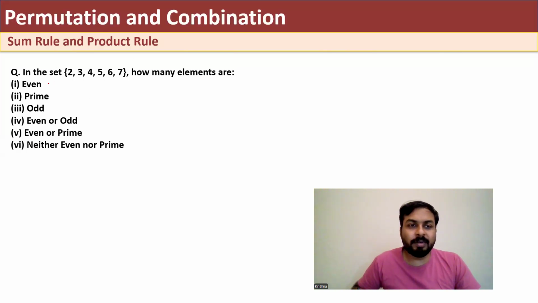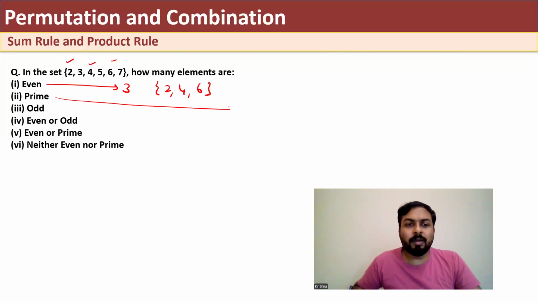So first it is asking how many elements are even. Can I say that there are three elements? There are total six elements here, out of which three are even. What are those three? 2, 4, and 6.